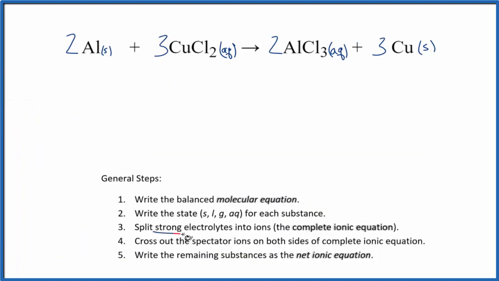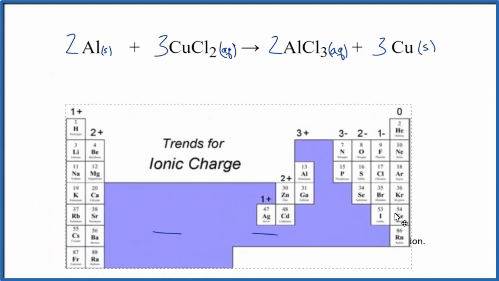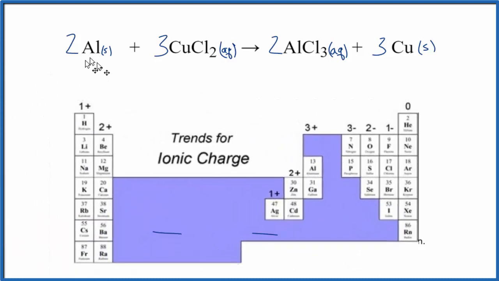Next, we're going to split the strong electrolytes into their ions for the complete ionic equation. So we need to know the charge on the different things here. Let's pull a periodic table in here with charge on it and see what we can do. Aluminum is a metal, so its charge is going to be 0. It's just aluminum metal. Copper, we can't tell. That's a transition metal. But the chlorine, that's the chloride ion. That has a negative charge. So if this is a negative for each chloride, we have 2 of them. This is going to have to be 2 plus to balance it out.